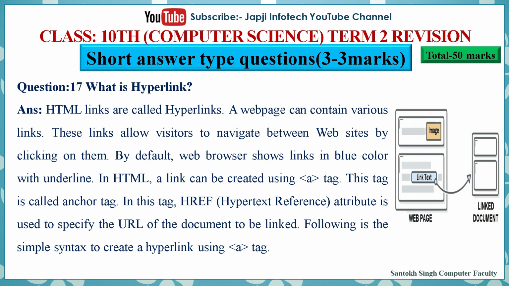Following is the simple syntax to create a hyperlink using a tag. Left angle bracket a space href equal to, in the double quote write the link URL, then close the angle bracket, the link text or images, then close the anchor tag.